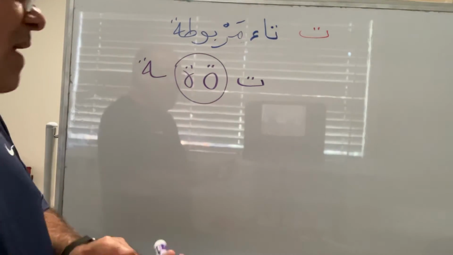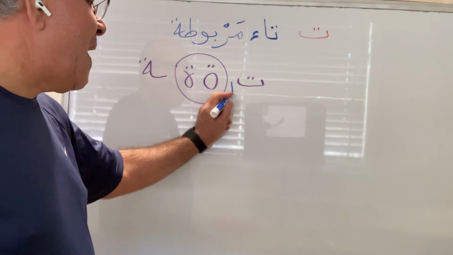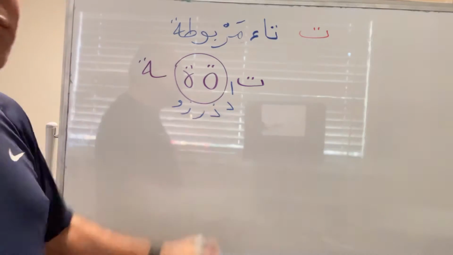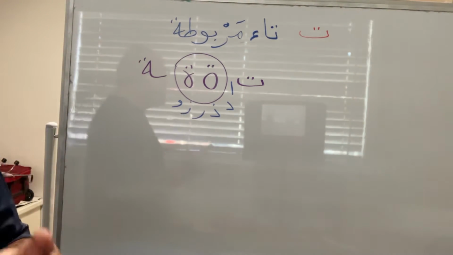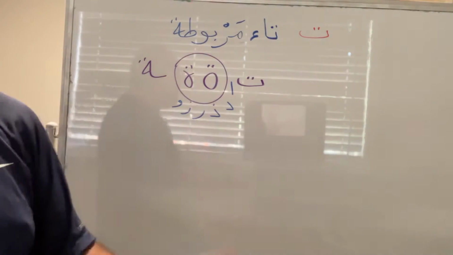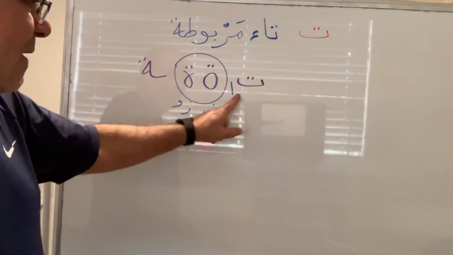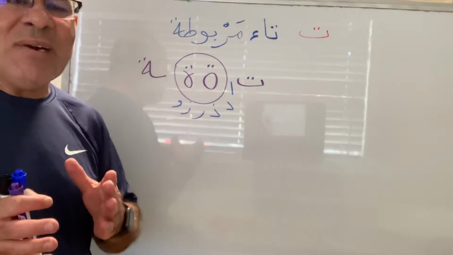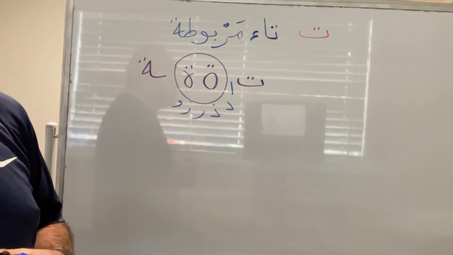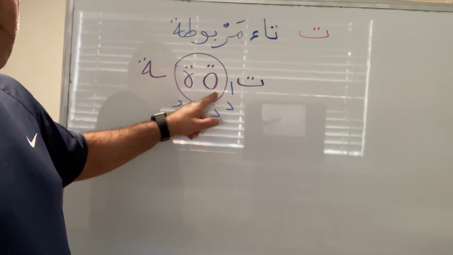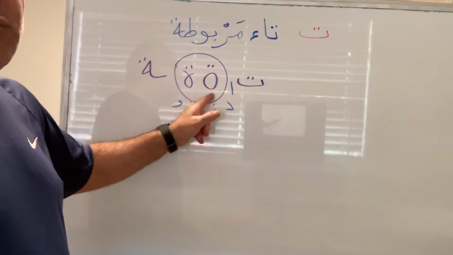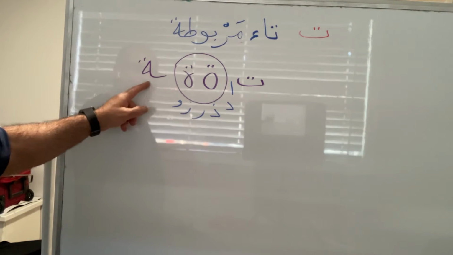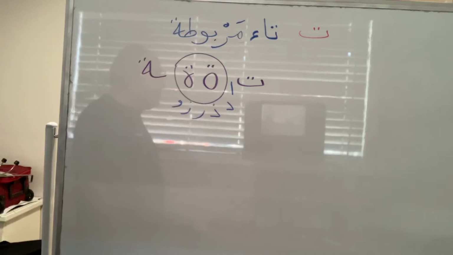Those two are used if the letter before the ta marbuta is alif, dal, dhal, ra, zay, or waw. You know those six letters? Those six letters do not connect with any letter that comes after. The ta marbuta will look like this, and you can choose one of those two shapes. However, for the rest of the Arabic letters, the ta marbuta will be connecting because those letters accept connection.